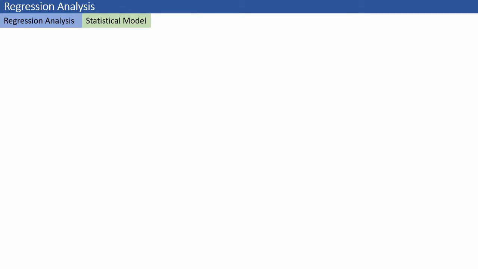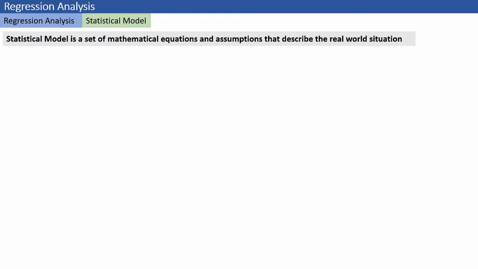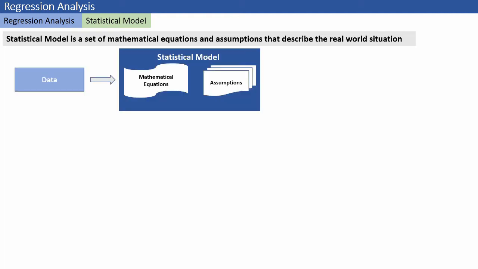In this part of the video, we will see what a statistical model in general is. A statistical model is a set of mathematical equations and assumptions that describe a real-world situation. When we are building a statistical model, we are trying to explain the data through some mathematical equations and some assumptions. To understand this better, let's apply this definition to simple linear regression.